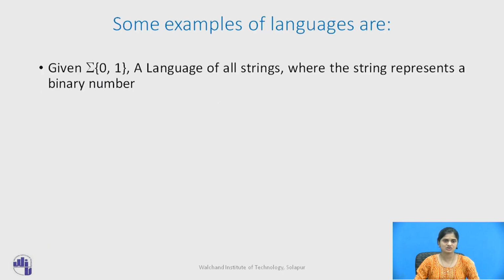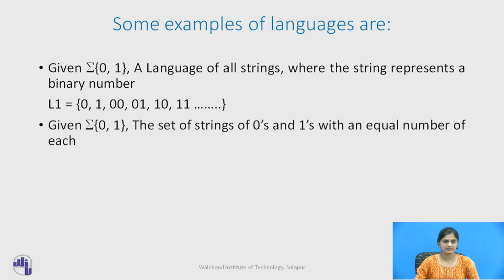Some other examples of languages. Suppose we are given an alphabet with symbols 0, 1, a language of all strings where the string represents a binary number. So we can have 0, 1, 00, 10, 11, 111. All such strings can come in this language. Next example, given an alphabet with symbols 0, 1, the set of strings of zeros and ones with an equal number of each. So the language can contain a null string, that is epsilon, then 01, 10, 0011, 1100, etc.